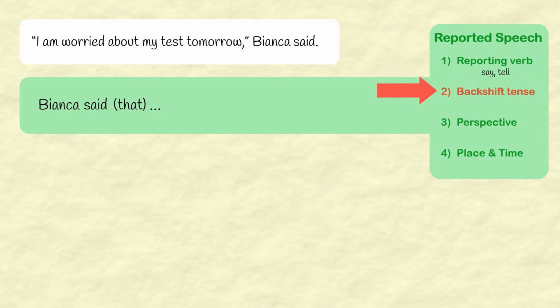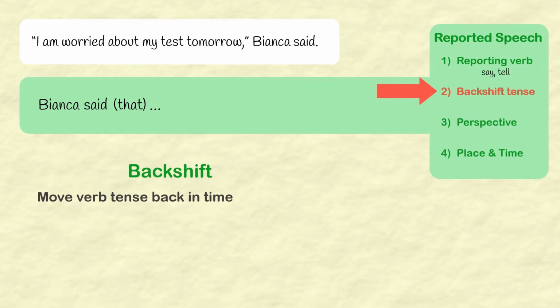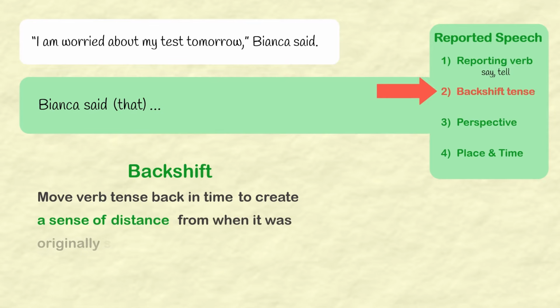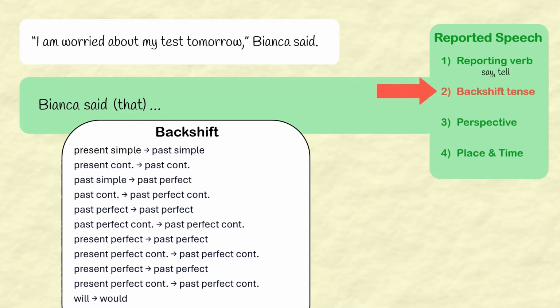Step 2. Backshift tense. Backshift means to move the verb tense back in time 1 tense. We often do this in reported speech to create a sense of distance from when it was originally spoken. This chart shows us how the tenses change. For example, we can see that present simple verbs are typically changed to past simple, and present continuous verbs are often changed to past continuous.